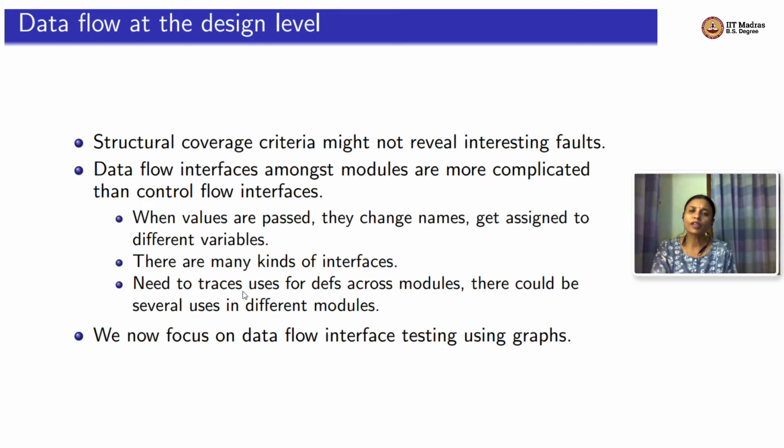Data flow interfaces amongst modules are more complicated than control flow. As I told you, when you pass values, they can change names, they can get assigned to new variables internal to the other method. There could be several different kinds of interfaces. So we have to figure out how the data changes. A definition in one module could be used in the next method, and something defined in that method could be passed back for use in the caller method, and so on. So let's understand the data flow interfaces and see how we can test for this.